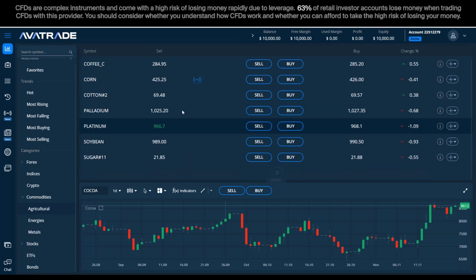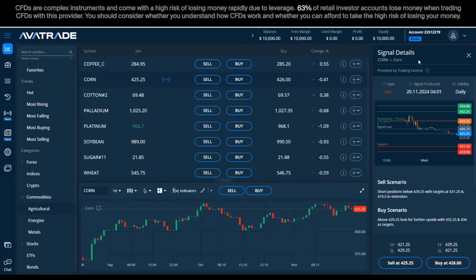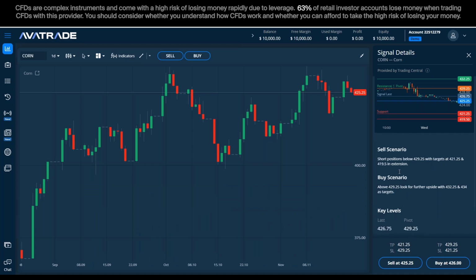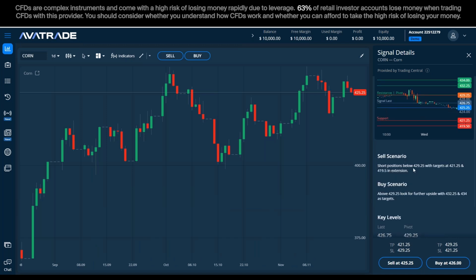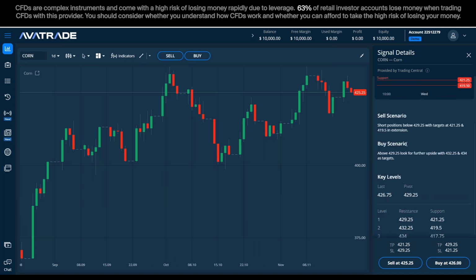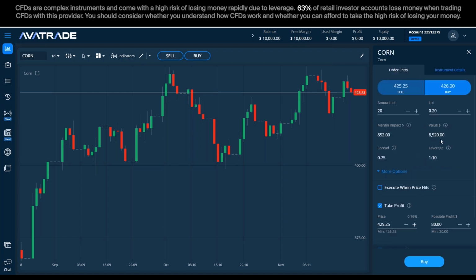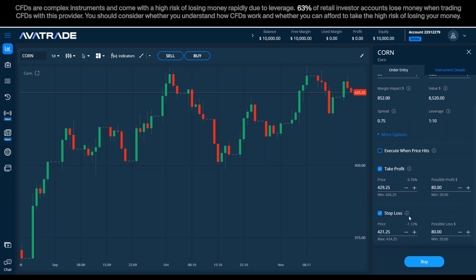Okay, now I can click on the blue thing here, and it directs me to the signal specifications. As you can see, the signal is constructed with support and resistance. There are some levels here to the right. I can expand the screen also, and go through the details here and decide how I'm going to use the signal. We have a sell scenario, we have a buy scenario. Then I can simply click sell or buy. Let's go with the buy. And I have a take profit and stop loss already placed for me.